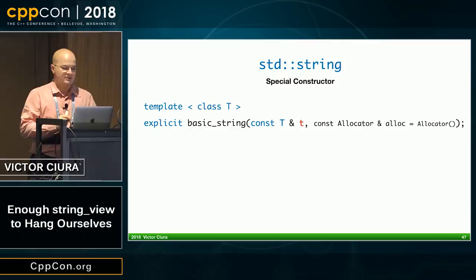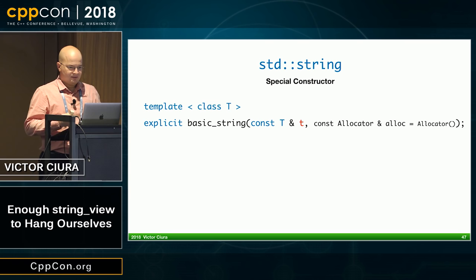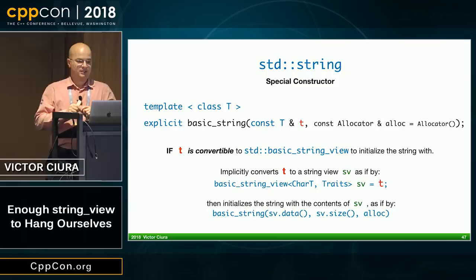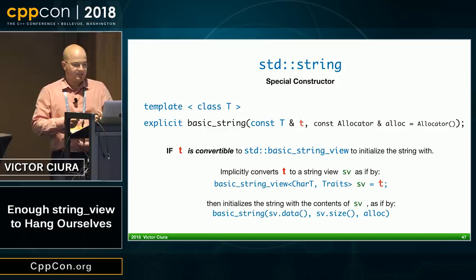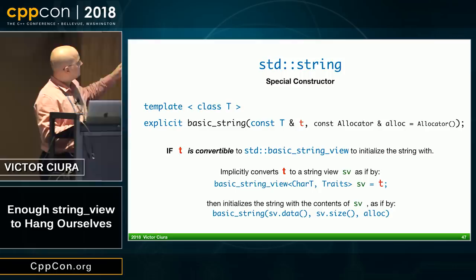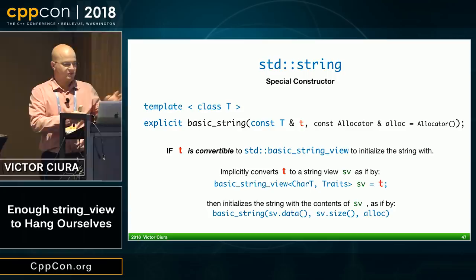So this is a special constructor. It's an explicit constructor, like I mentioned earlier. And it's a templated constructor. Let's ignore the allocator part because we don't care about that right now. And this constructor is actually visible if T is convertible to a string view to initialize the string with. So this basically means that it implicitly converts T to a string view as if we would write string_view sv = t, so as if we write that. And it initializes the string and converts it using the data and the size, the buffer and its size.